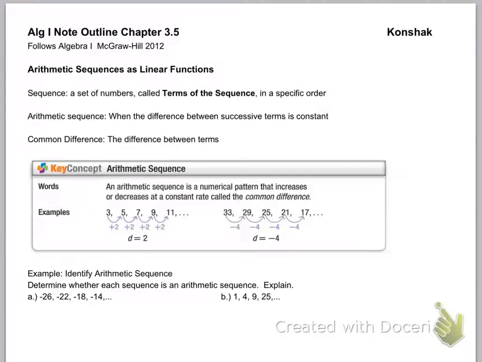Algebra 1, this is chapter 3.5. We are going to talk about arithmetic sequences as linear functions, because that's what they are.